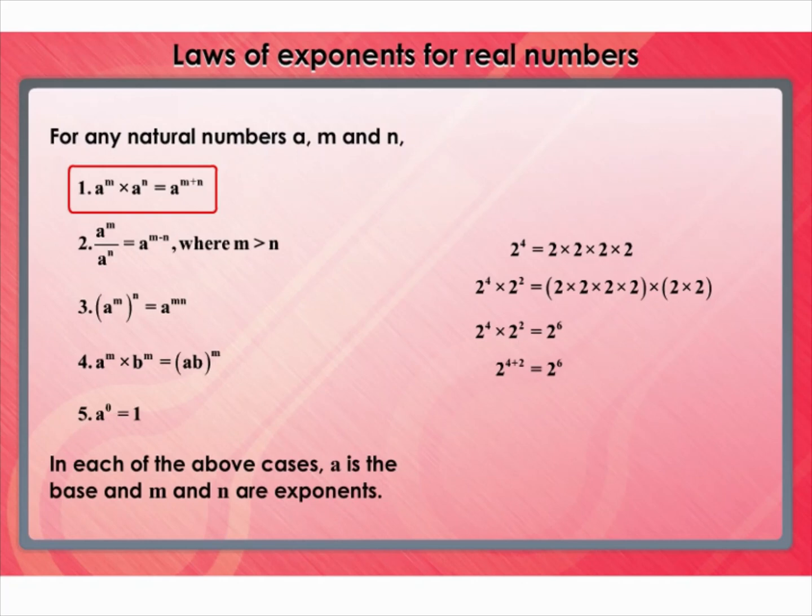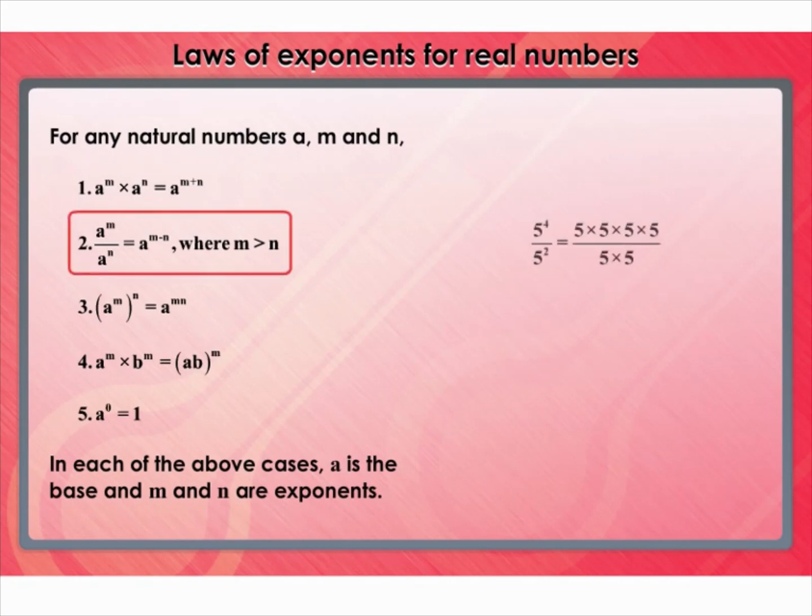Can you see the relation of the exponents of the three terms? Yes, the exponent 6 is equal to the sum of 4 plus 2. Next, verify the second law of exponents. Here we divide two exponent terms. The numerator and the denominator can also be expressed as follows. On simplifying, we get 5 to the power 4 minus 2, which is equal to 5 to the power 2. Do you see the relationship between the exponents? Yes, 4 minus 2 is equal to 2. From this example, we can generalize the second law.